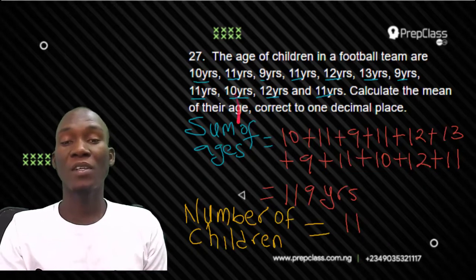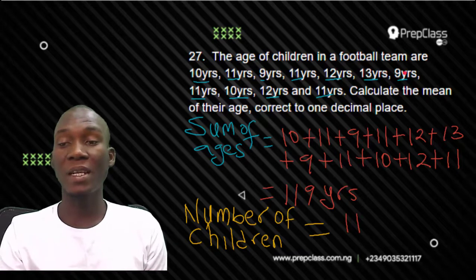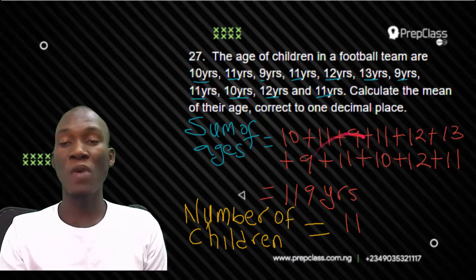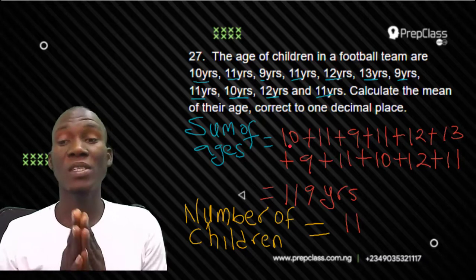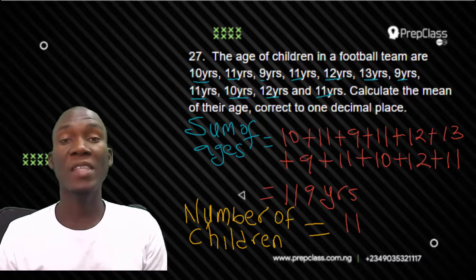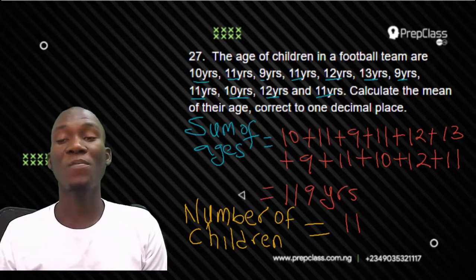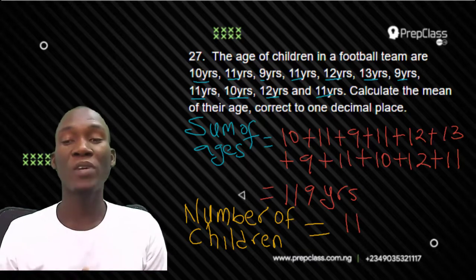So we have the sum of ages. We have to add the ages together. That is, we have 10 plus 11 plus 9 plus 11 plus 12 plus 13 plus 9 plus 11 plus 10 plus 12 and plus 11. When we add all this together, 10 plus 11 plus 9 plus 11 plus 12 plus 13 plus 9 plus 11 plus 10 plus 12 plus 11, if you do all this addition, we are going to get 119.